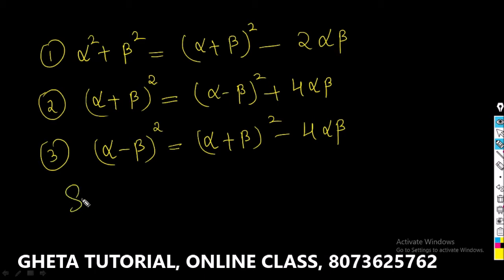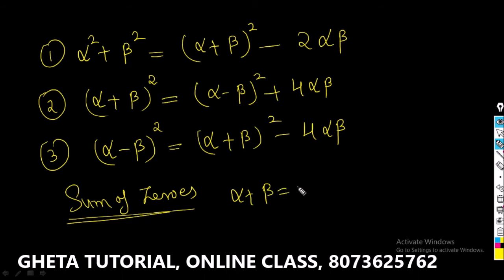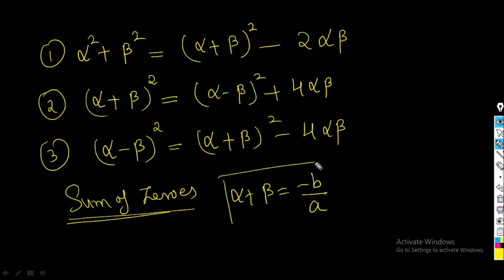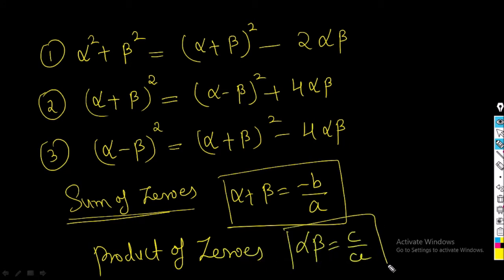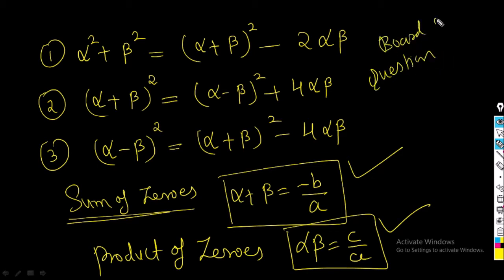So you know the relationship between the sum of zeros and the coefficients: alpha plus beta is equal to minus b by a. This is the sum of zeros, and the product of zeros, alpha beta, equals c by a. This is compulsory, you have to remember. Every student should remember, because this will be of very great help to you. And the questions I am doing now are very important for your board exam, because in the board exam they'll ask questions based on this only.